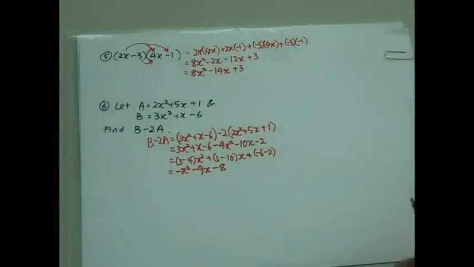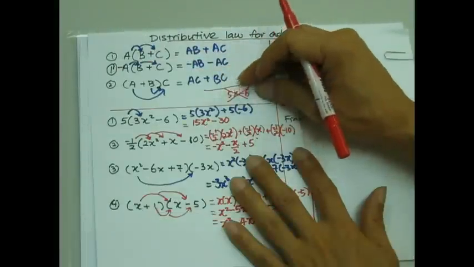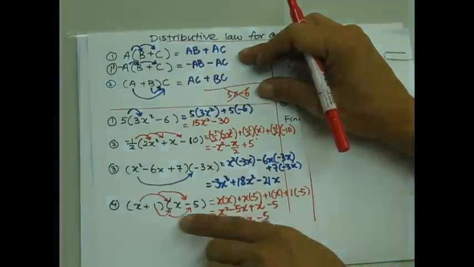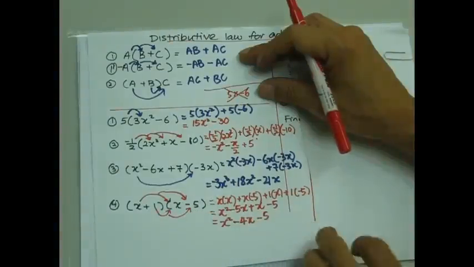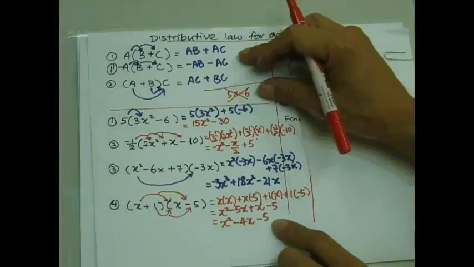So here's the answer. And if you cannot remember the rules, then just apply this principle. That is, term by term, you distribute them and then you will always get an answer like this.